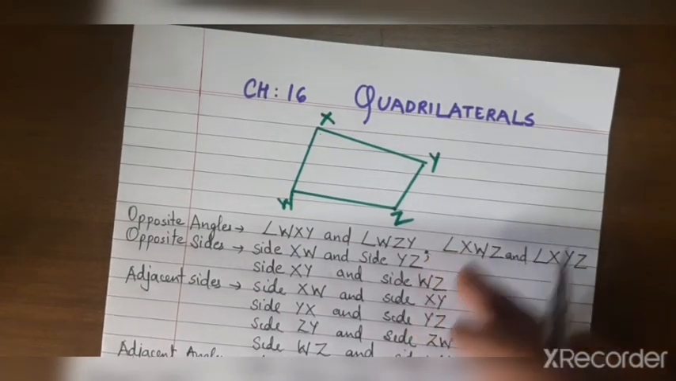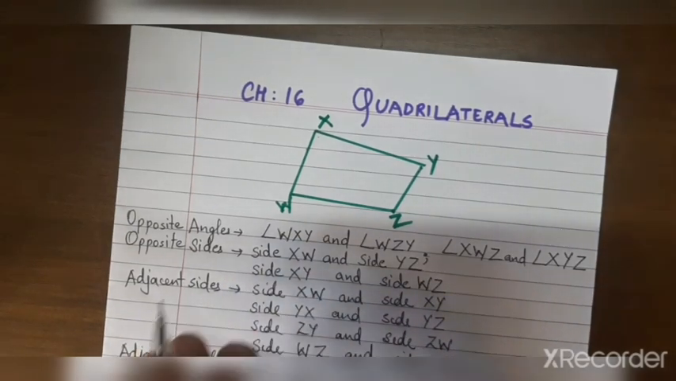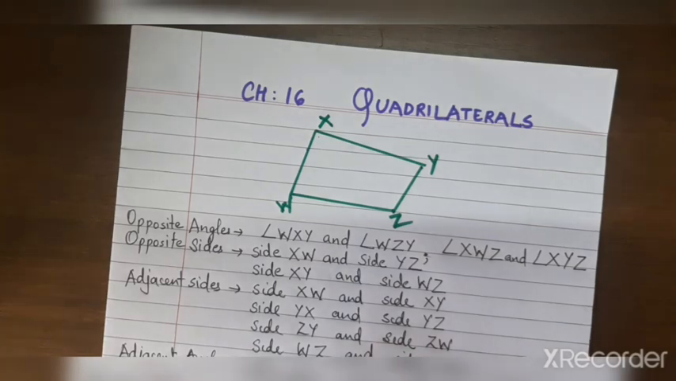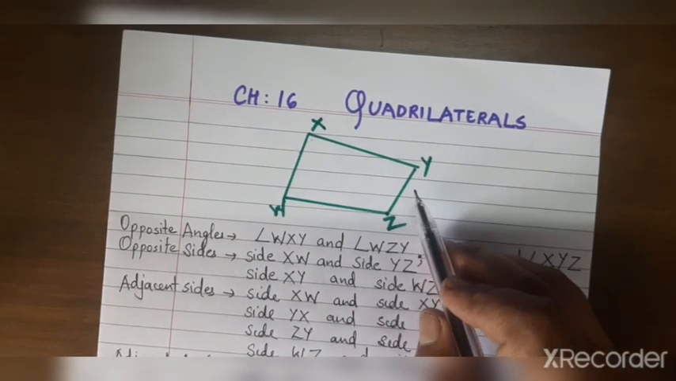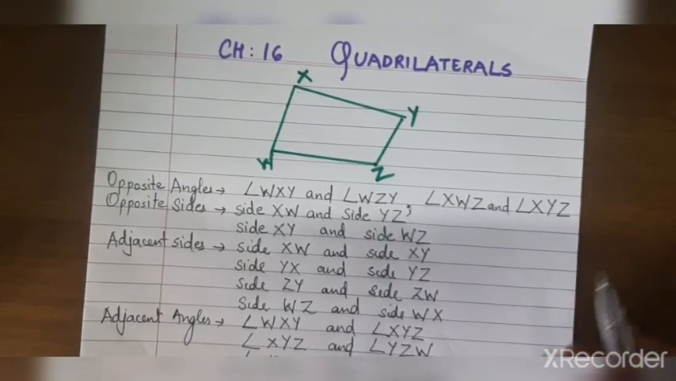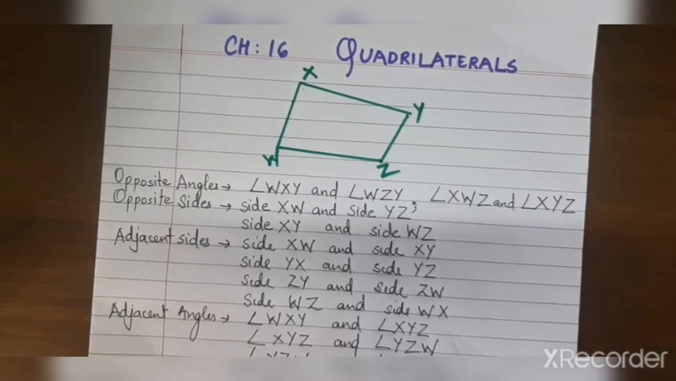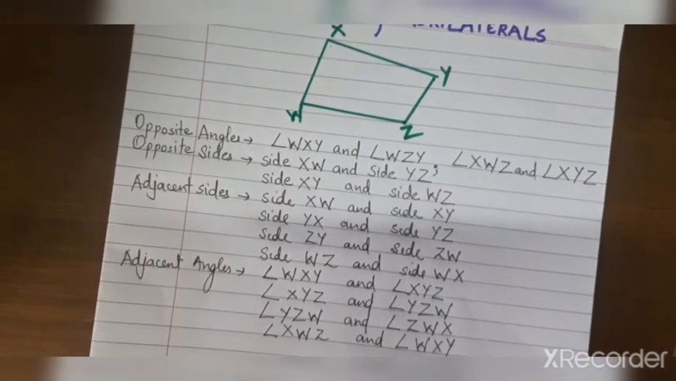So what you all do is, you will draw any quadrilateral. Give the name and start writing opposite angle, opposite side, adjacent angle. Practice with this first. Check your answers. Then you all draw any quadrilateral and you try to give the names. Give the names and then write the opposite angle, opposite side, adjacent angle, adjacent side.